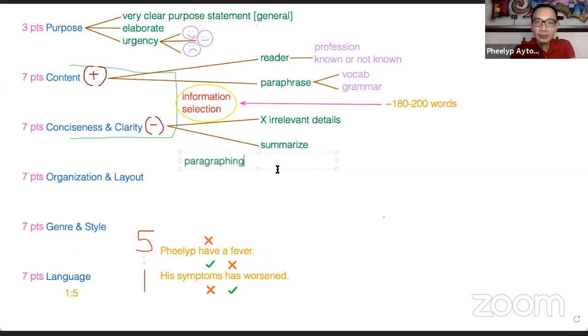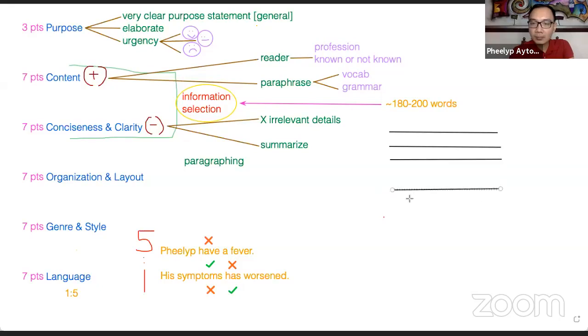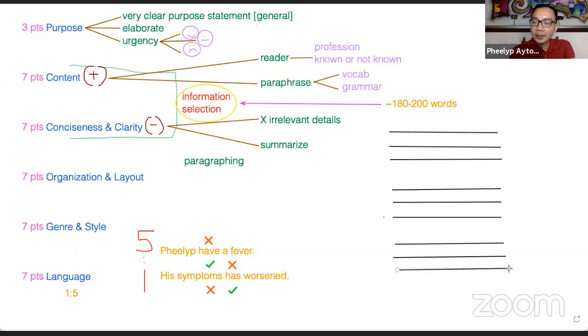Type paragraphing. Okay. Kada paragraph, guys.